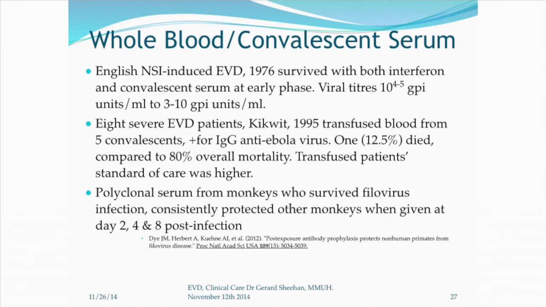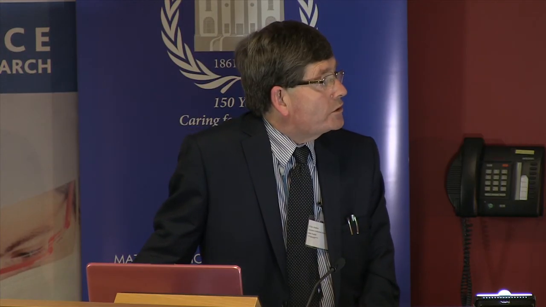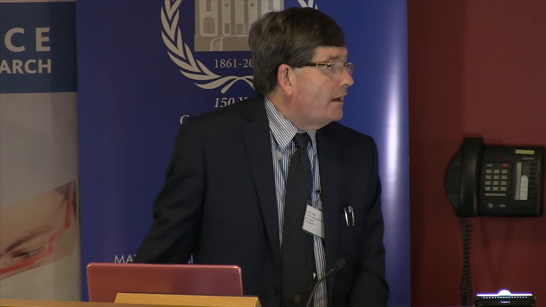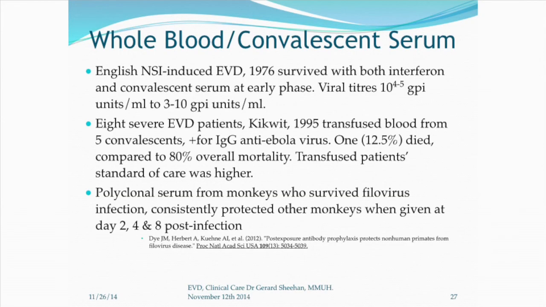And then in the Kikwit outbreak, 8 severe Ebola patients late on received transfused blood from 5 people who had survived with convalescence. They were positive for IgG antibody and negative for IgM antibody. Only 1 of the 8 died, for a 12% mortality compared to an 80% overall. Make of that what you will. Was it due to the intervention, or was it due to the fact that the general standard of care was higher from the WHO team?